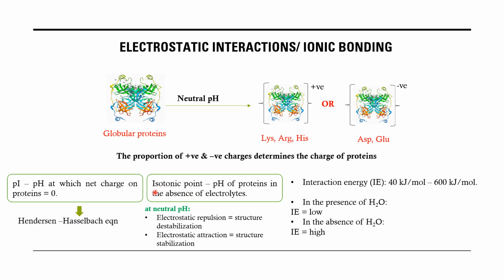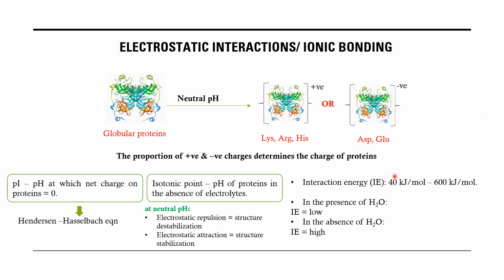On the other hand, you have the isotonic point, which is that pH of the protein in the absence of electrolytes, any sort of electrolyte that is present. Now, if you want to quantify the isoelectric point, we generally use the Henderson-Hasselbalch equation. But we're not going to get into the details of that.